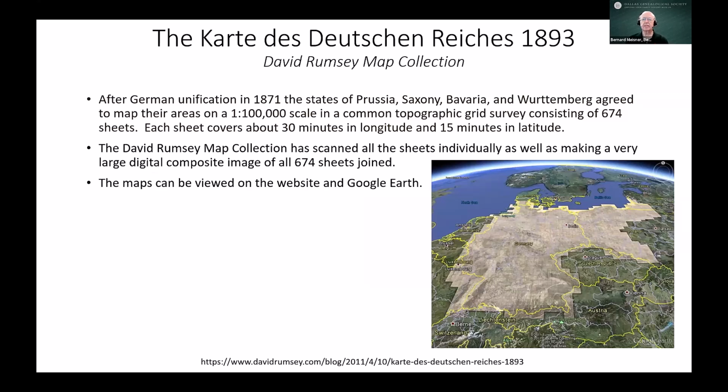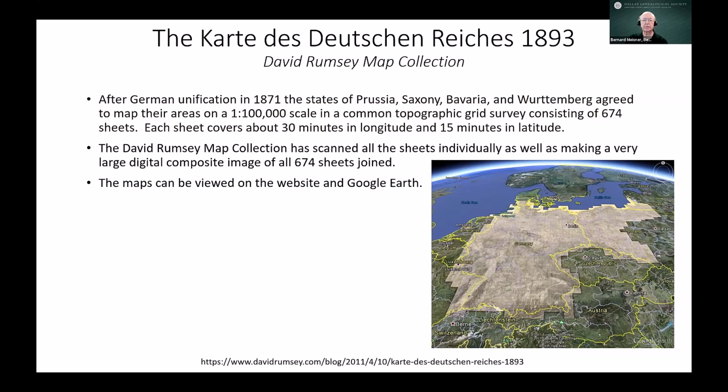And then in 1871, that's when the empire formed, and the states of Prussia, Saxony, Bavaria, and Württemberg decide to map on a 1 in 100,000 scale. And that's a total of 674 sheets.